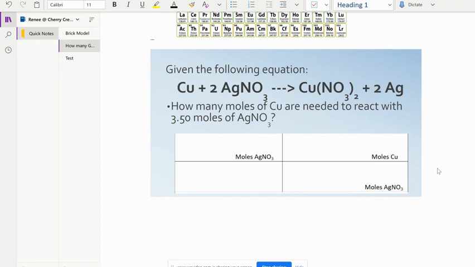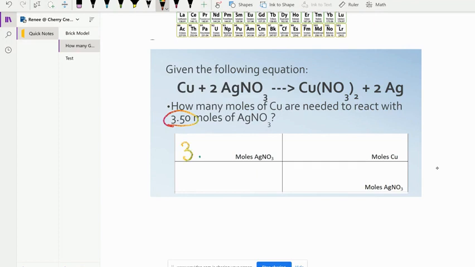Since there are no grams in this problem, all we need is the balanced equation. So I'm going to start with what I'm given in the problem, and I'm going to put that here. 3.50 moles of silver nitrate. Now, from the balanced equation, I'm going to get my mole to mole ratio. So if I go back to the balanced equation, I can see here that I have 1 mole of copper.